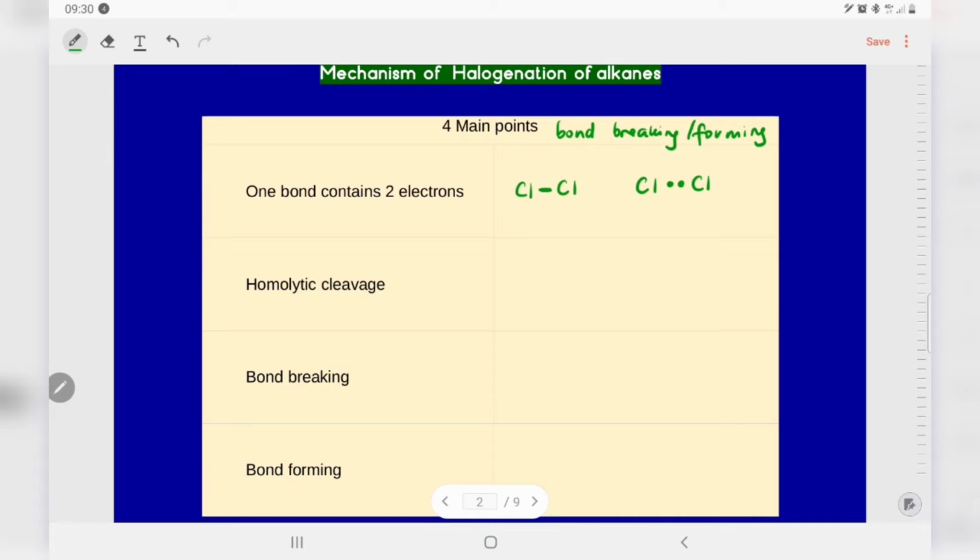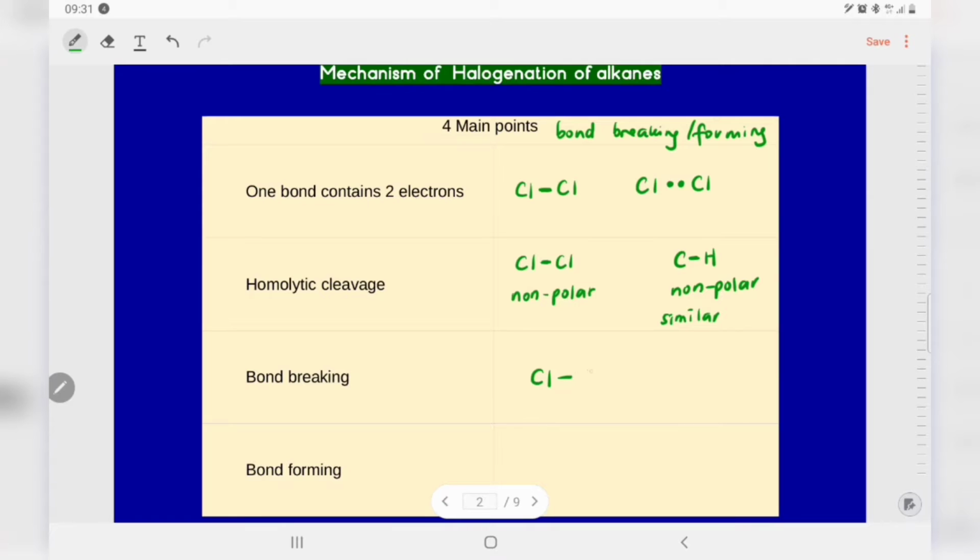Second one, homolytic cleavage. When the alkene's bond is breaking, it breaks homolytically. Why? Because the bond that will be broken is between Cl and Cl, which is non-polar. The bond breaking also involves the C and H bond, where the bond is non-polar. C and H are non-polar because they have similar electronegativity. So the bond breaking will happen homolytically.